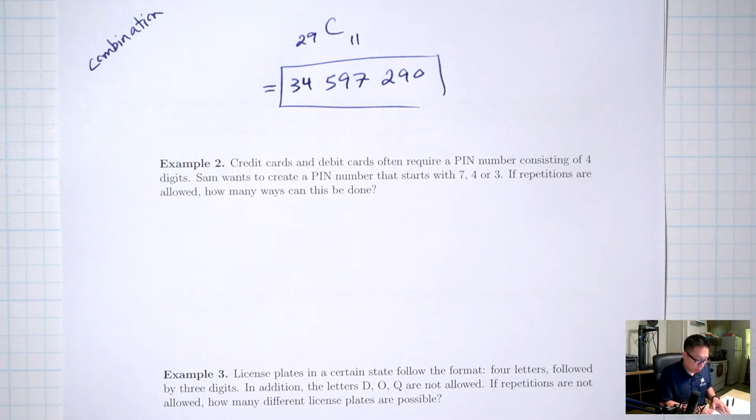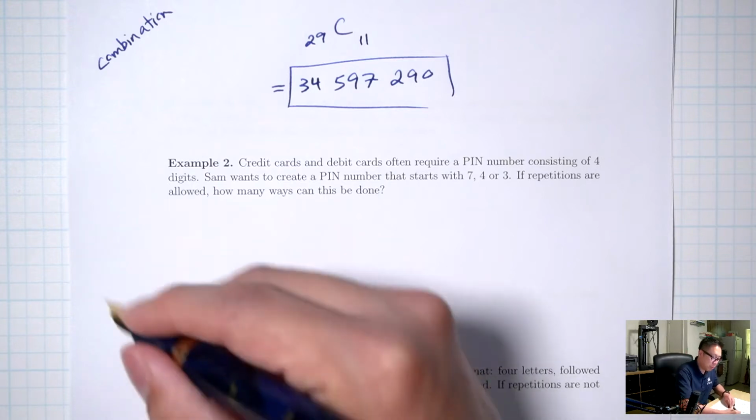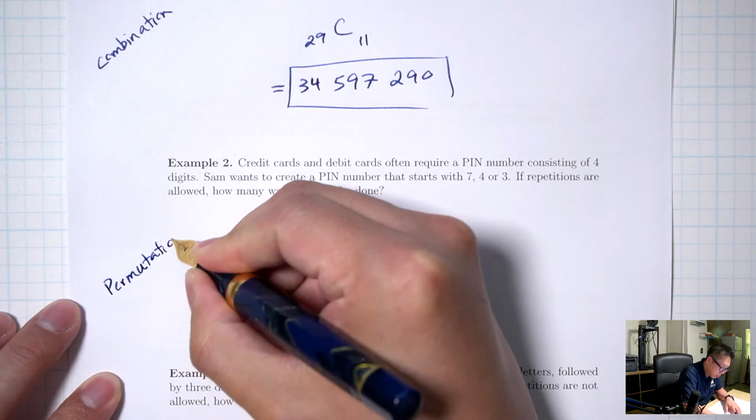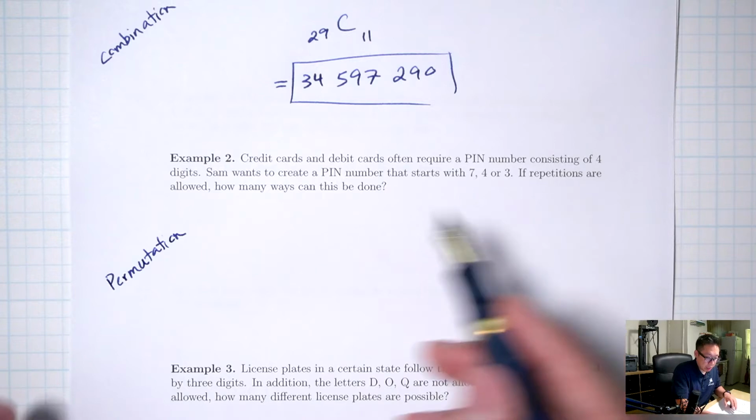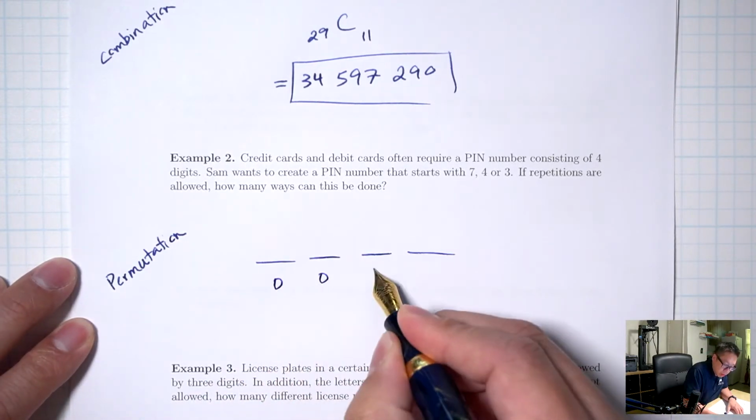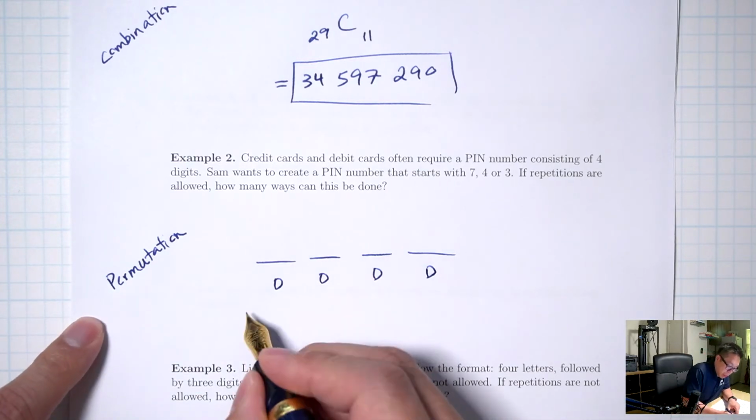In this example, we're not rearranging a word, right? We're creating a PIN number, creating a password. This one's going to be a regular permutation. Which means I need to first figure out how many blanks I need. So I want a PIN number that has 4 digits. So 1, 2, 3, 4. Okay, these are going to be digits. And then what else do I want? Sam wants to create a PIN number that starts with 743. Okay, so this first one needs to be 743.